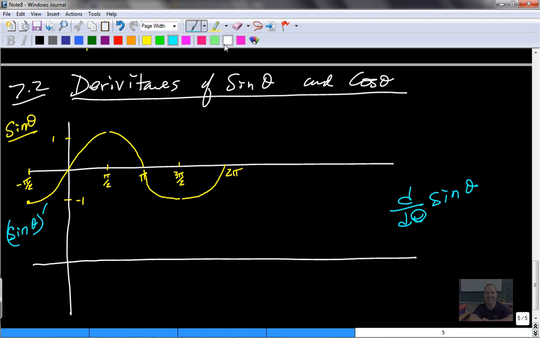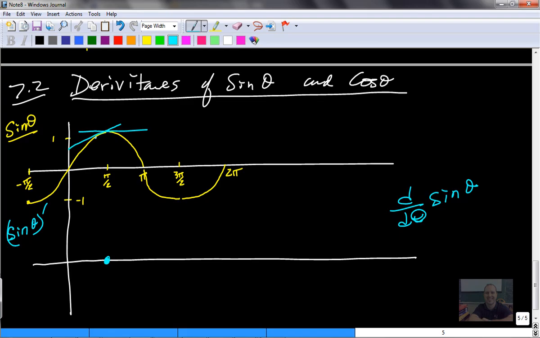Now we know that derivatives are instantaneous rates of change. So let's graph some derivatives here, some tangent lines, and look at their slope. Obviously here at pi over 2, we know that the derivative is 0. So we're going to drop down here exactly and put a point at 0. As we move towards 0 over here, that's a positive derivative.